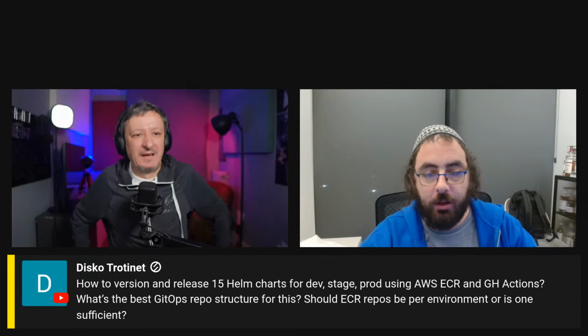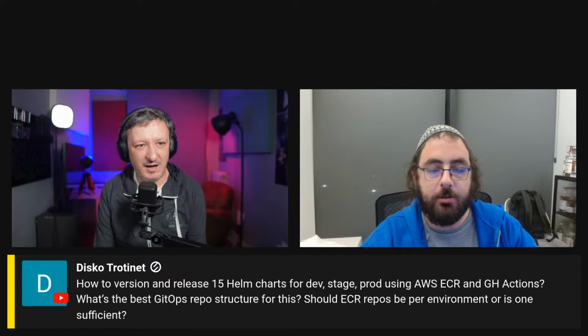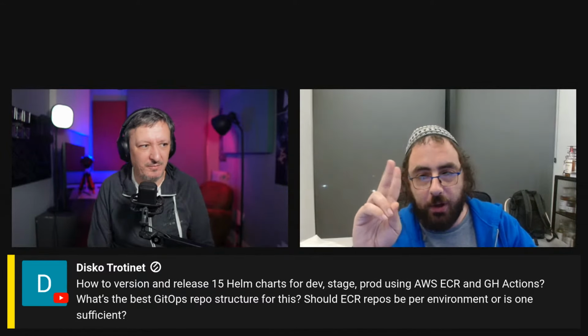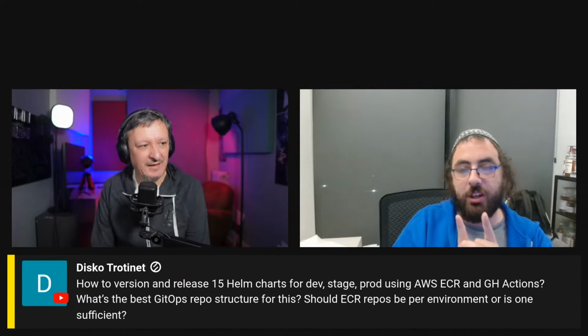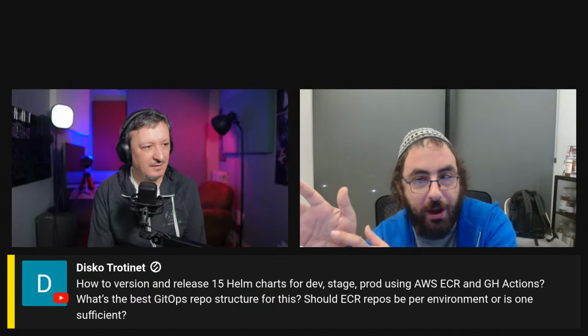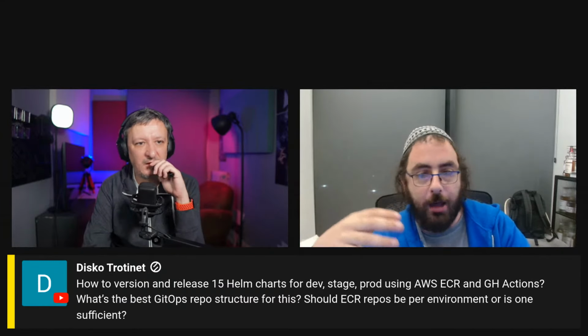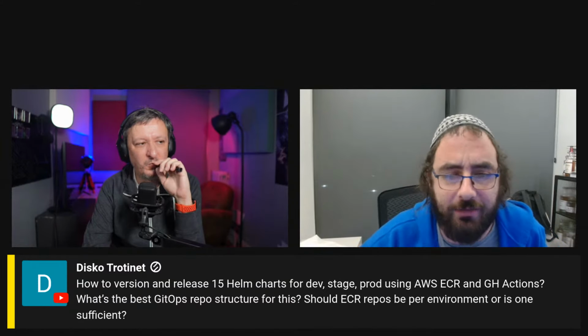Exactly. And should ECR repos be per environment, or is one sufficient? I feel that you answered that. For the ECR repos, I do believe that they should be. Well, no, because I had talked about tags. Specifically around the repos, I believe that staging and dev can use the same one. Prod should always have its own because you are going to want to be much tighter on your permissions around the prod one. You're going to want to have probably more security enabled there, at an enforced level. So I would separate prod. I don't think you need to separate dev and staging.